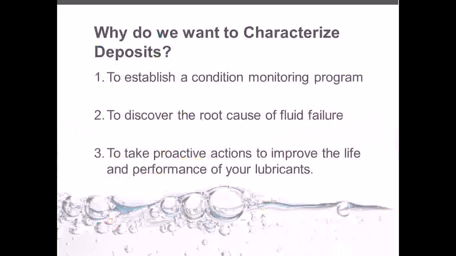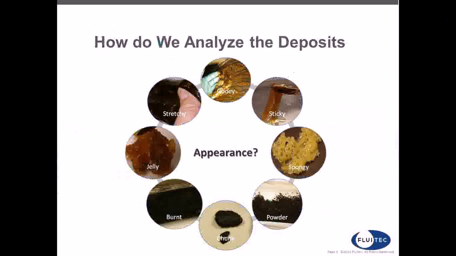And we find that these sludges and varnishes and lacquers and goos and various other terms that people call deposits come in a wide range of different physical appearances. So we see gooey varnish and sticky varnish. This was an extremely sticky varnish, spongy, powdery varnish, chunks of varnish. We see some burnt appearances, some gelatinous type varnishes, and we also see some really stretchy, gooey varnishes as well. So we see a wide range of different appearances.